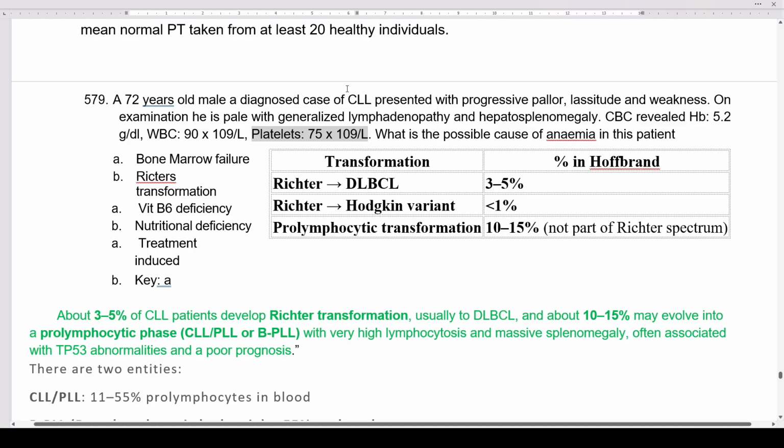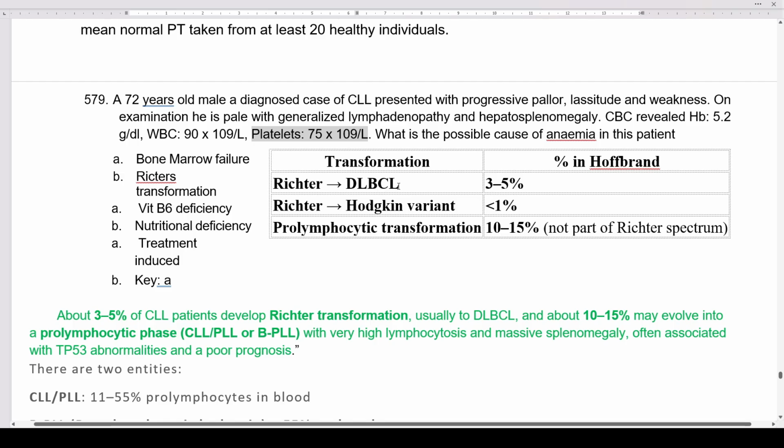In CLL, just remember, if the patient is not symptomatic and is fine, with no autoimmune hemolytic anemia or any complications, we don't need to treat the patient. But in long-standing CLL, the patient can have transformations. One transformation is called Richter's transformation. In that case, the CLL will be transformed into DLBCL.